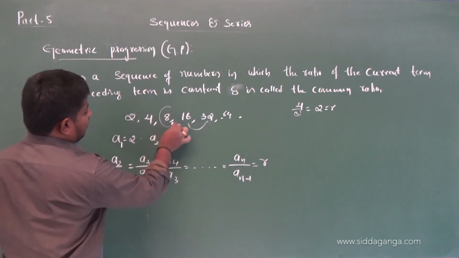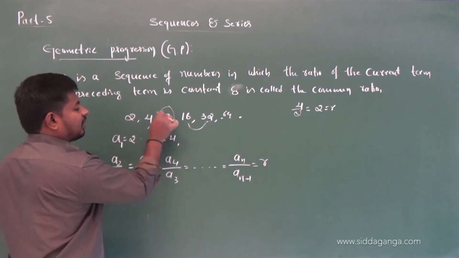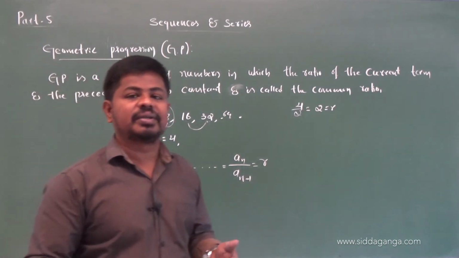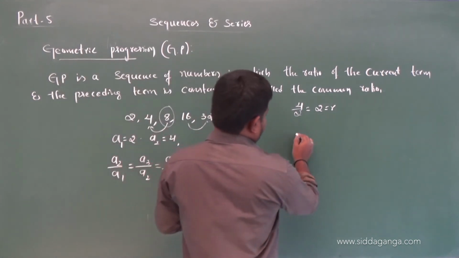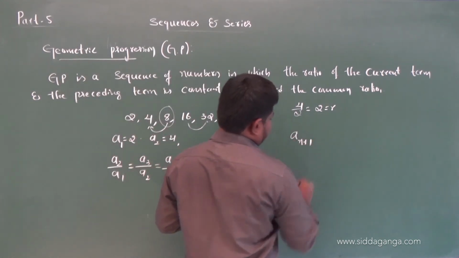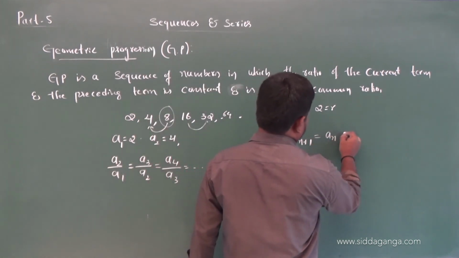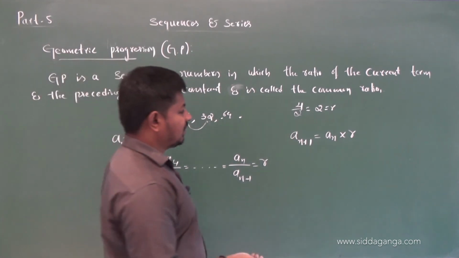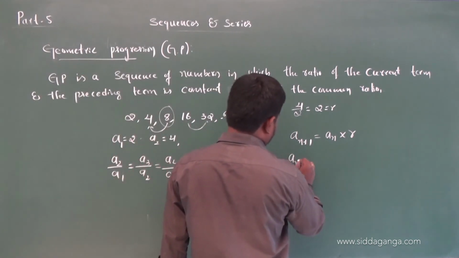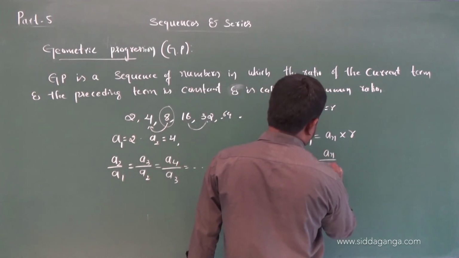To get the preceding term of this, you have to divide by R. So 8 by R, 8 by 2 gives 4. Once again, in general, to get the succeeding term a_(n+1), you have to multiply the current term with R. Most important result: to get the preceding term, that is a_(n-1), you have to divide the current term by R.